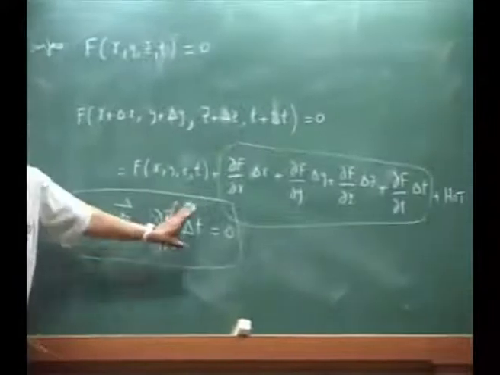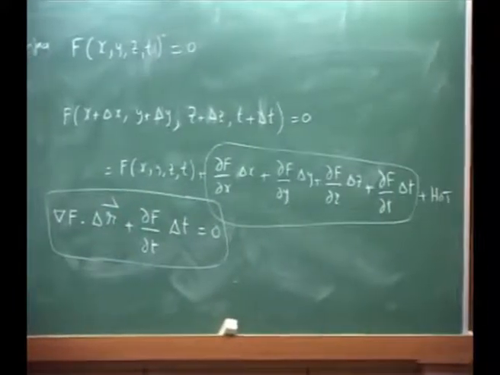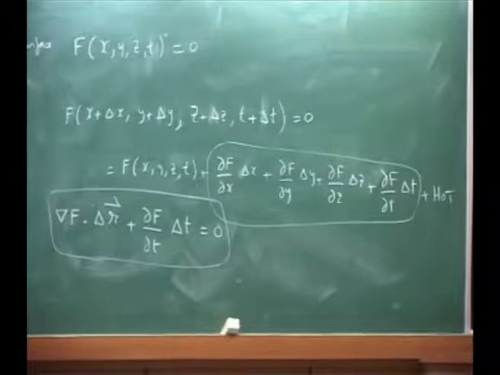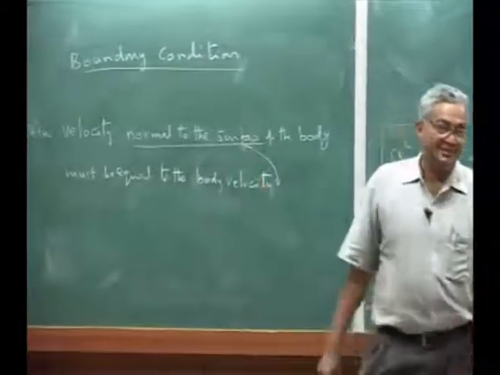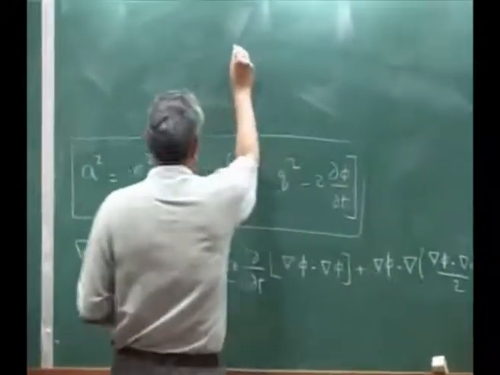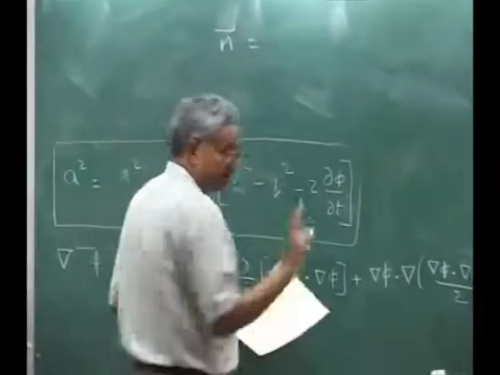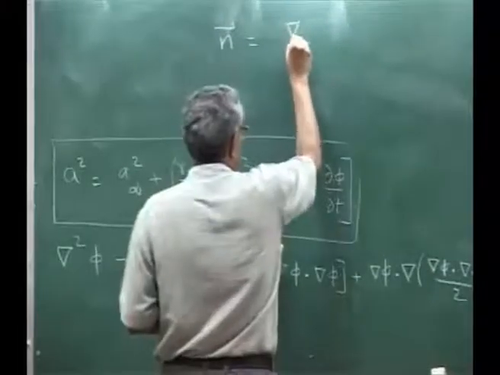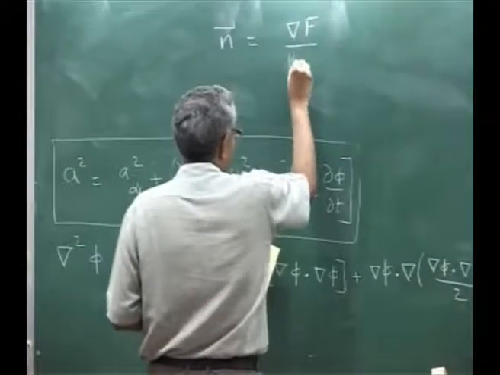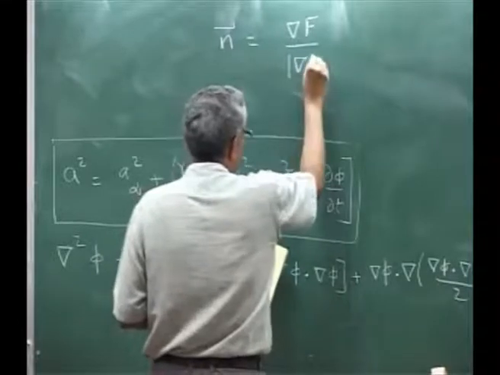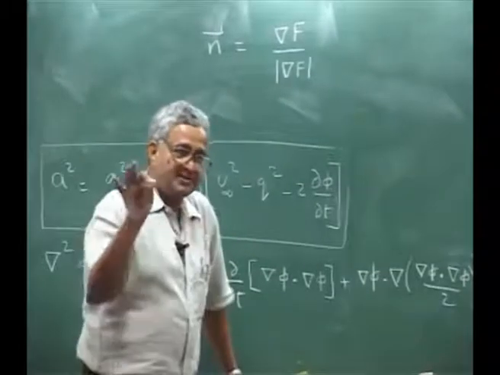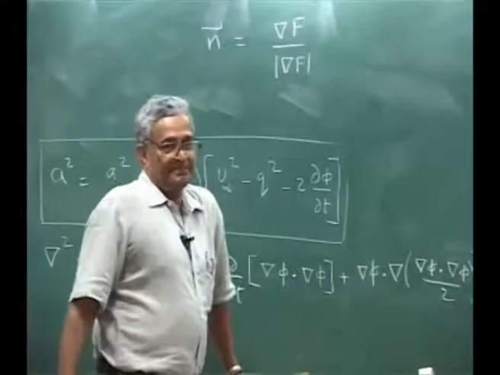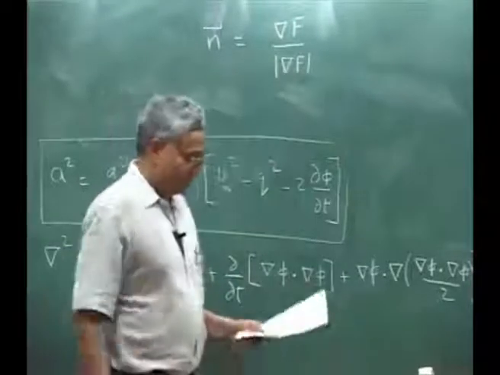This is my condition. Now, what is the normal to the surface mathematically? Because what we need is the normal to the surface. The normal to the surface is the gradient of the function. This is the unit normal, therefore I put a magnitude. So the gradient of a function is basically the normal, and I divide by its magnitude, you get the unit normal.